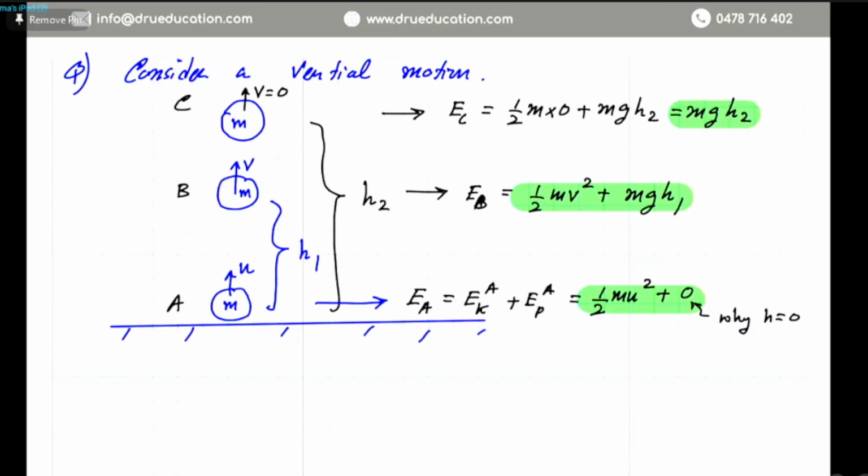What about the total energy? These are different, that's fine. But what about the total energy? This is the total energy at C, this is the total energy at B, this is the total energy at A. What about the total energies?